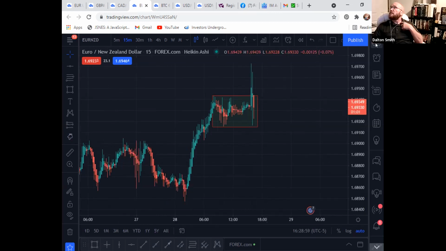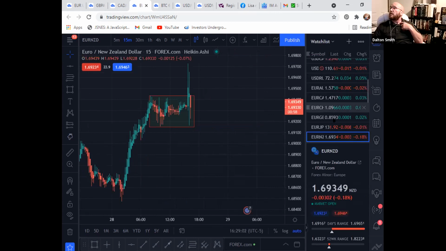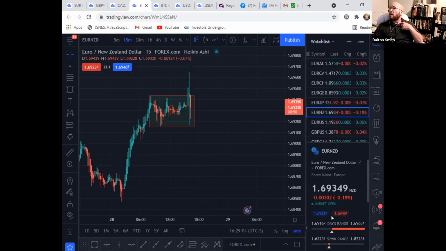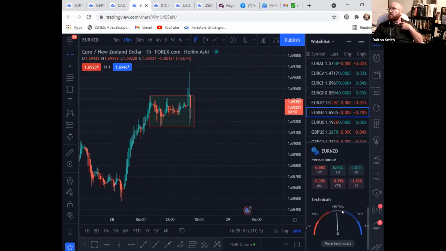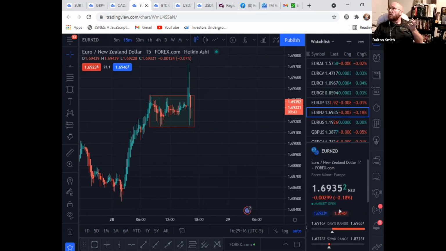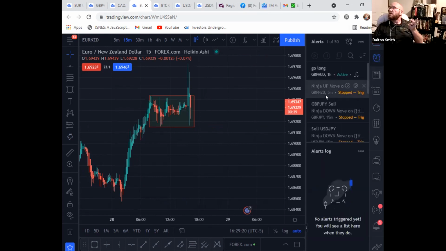This is our watch list here, right? And the watch list is cool. Whatever you click on, it's going to tell you how it's performed, from a week to a year. It's going to tell you what TradingView thinks the market is going to do. Right here is all your alarms that are set up. So you can go through them and check them. I don't really use anything else over here. There's a couple cool things, but I don't use them.